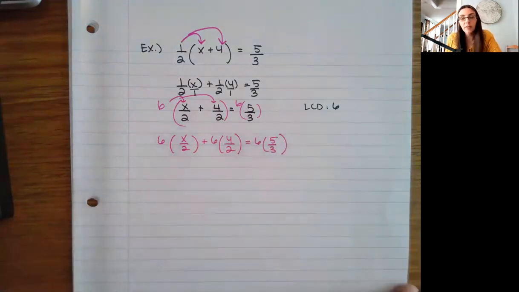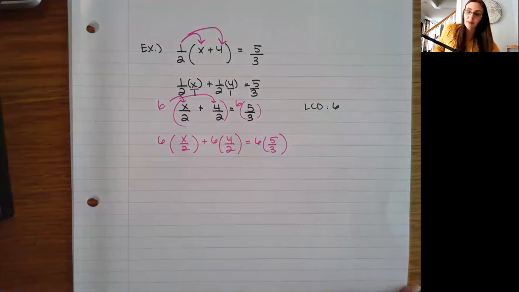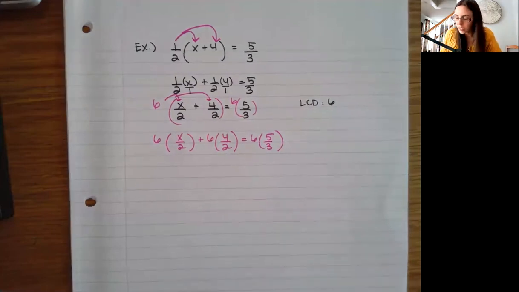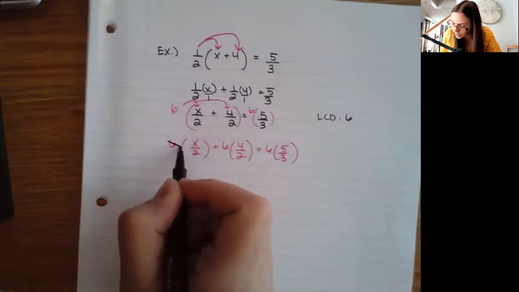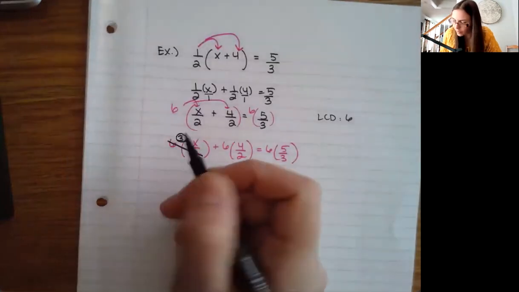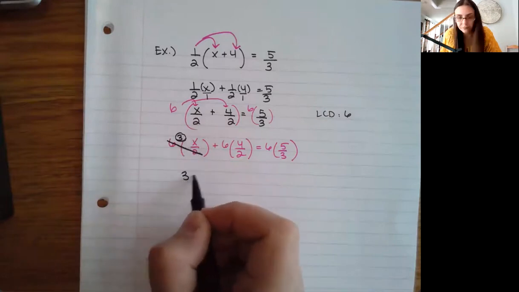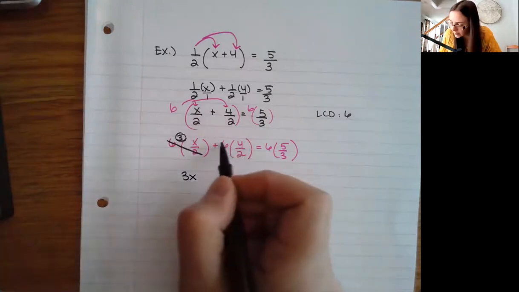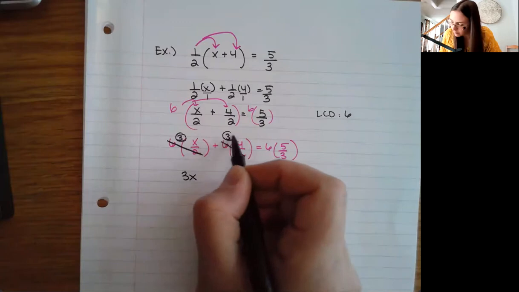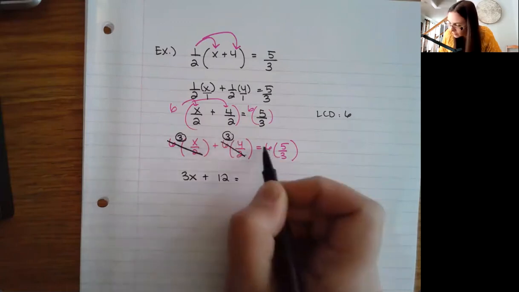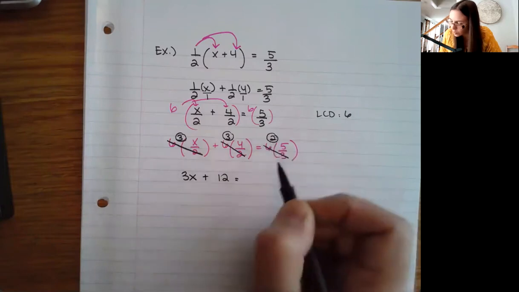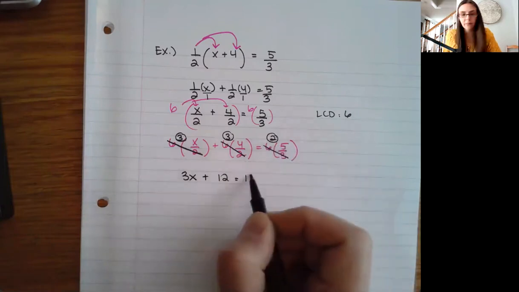Now you can multiply first and then simplify, or you can simplify and then multiply. I'm going to simplify here first. So I notice I have a 6 over 2. Well, 6 divided by 2 is just 3. So 3 times x is 3x. 6 divided by 2 is just 3. 3 times 4 is 12. And 6 divided by 3 is 2. 2 times 5 is 10.